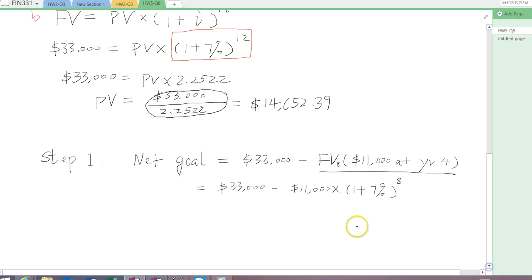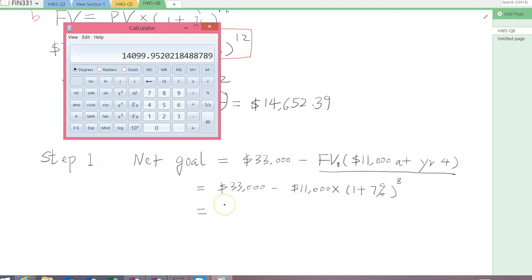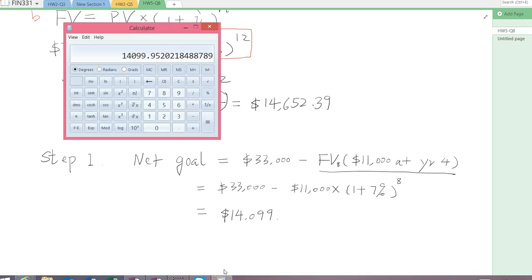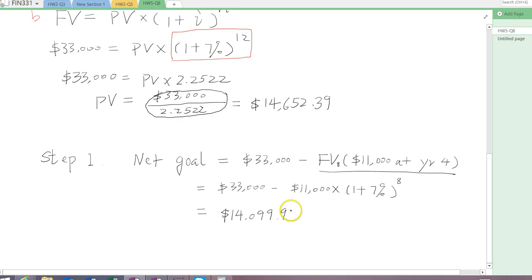So now let's figure out this future value first. Just to save some time, I did this calculation in my calculator already. The final answer for this net goal is 14,099.95. So this can be done pretty straightforwardly, and that's our step 1 to figure out the net goal.